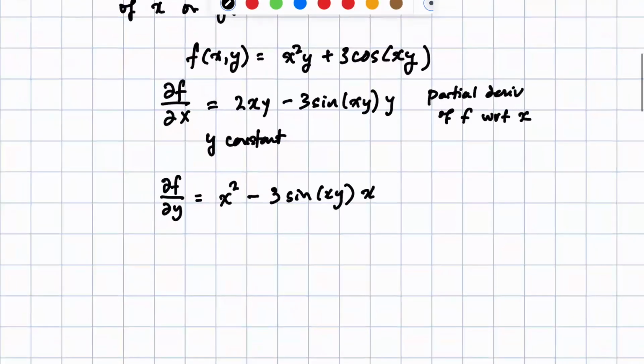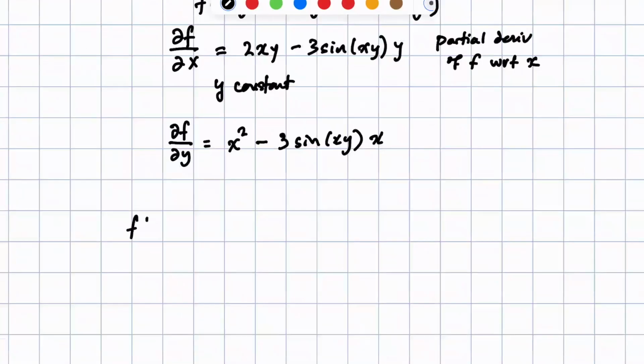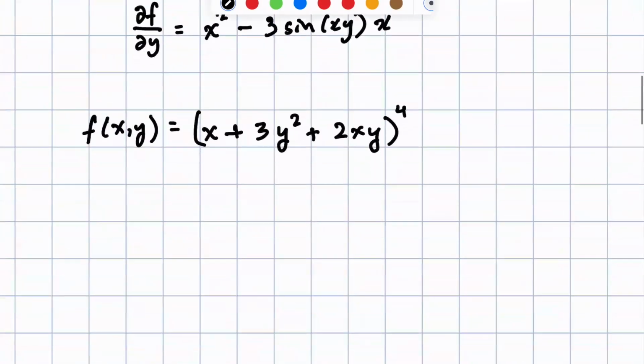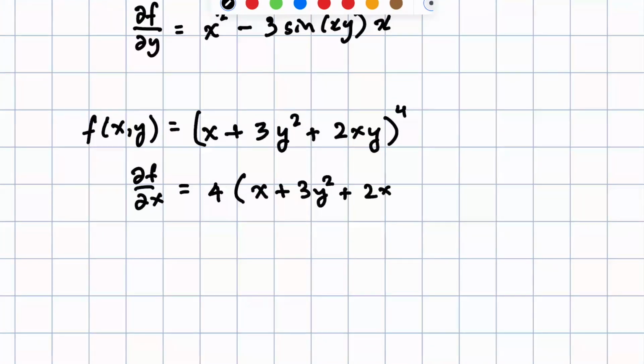Now, let's do another example. So f of x y equals x plus 3y squared plus 2xy to the fourth power. So let's differentiate this in x. Well, the derivative uses the power rule, so you just bring down the 4, and you write what's inside the parentheses. You knock the power down to 3, and now you have to take the derivative of the inside with respect to x. So the derivative of x is just 1.